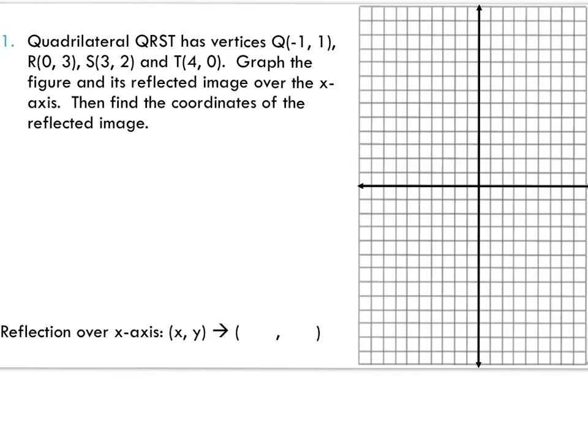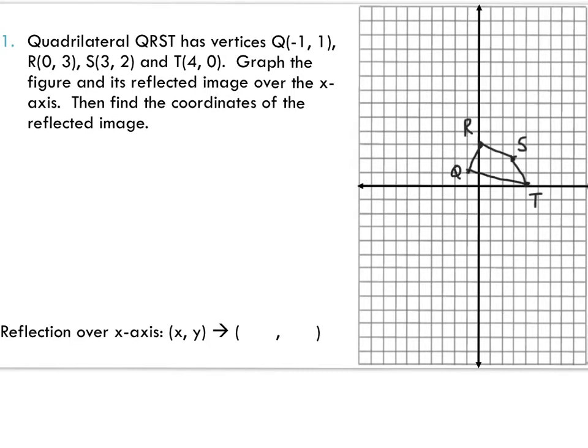All right, the next thing that we're going to be doing is actually taking our different polygons that we're going to be making. So in this case, we're going to be making a quadrilateral, which again is just a 4-sided figure, and we're going to reflect it over the x-axis. Why don't you pause the video and graph these 4 points and make the quadrilateral QRST.